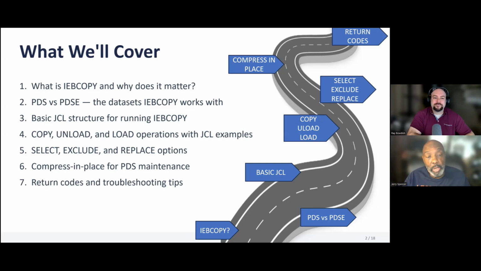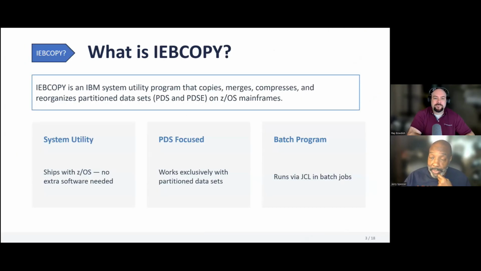Then we'll look at copy, unload, and load with JCL examples. Then we'll select, exclude, and replace members. Then we'll compress in place the entire PDS. And then finally, we'll take a look at return codes and troubleshooting tips. So let's jump into this.